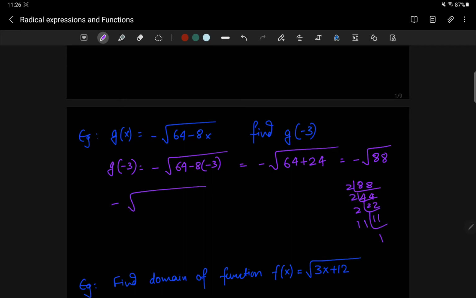So this is negative square root of 2 times 2 times 2 times 11. There's one pair of 2, but the other numbers don't have pairs. So the one pair gets out, and I'm left with a square root of 22 inside. So here's an example of a case where not everything inside the square root forms a pair with another copy of itself. In that case, whatever forms a pair, you bring it out as a whole number, and whatever does not form a pair remains inside as it is.